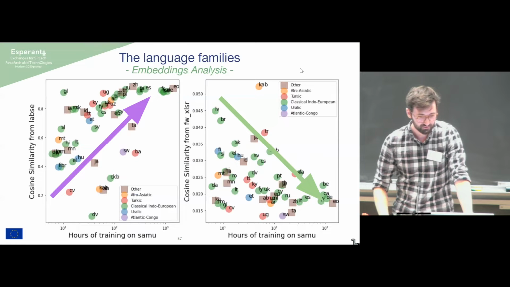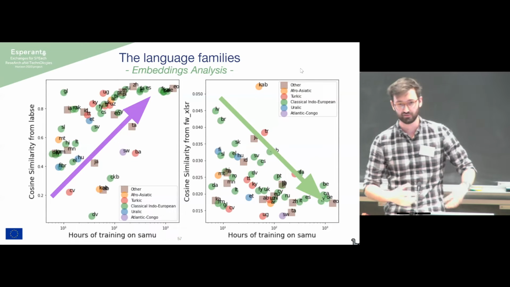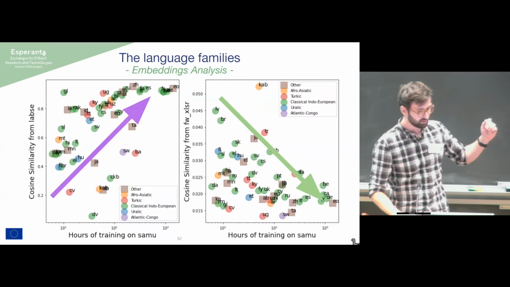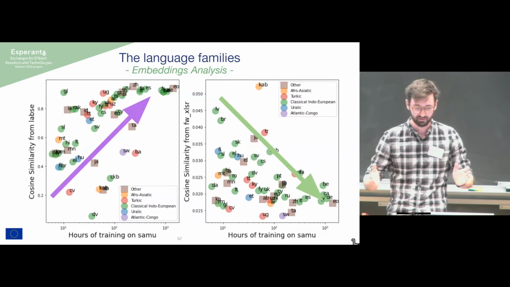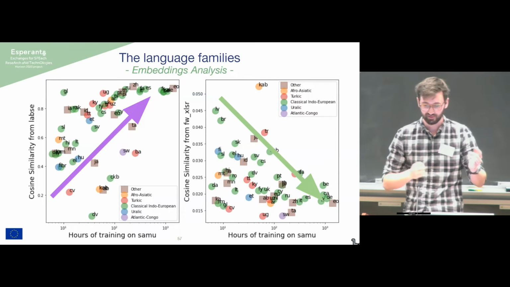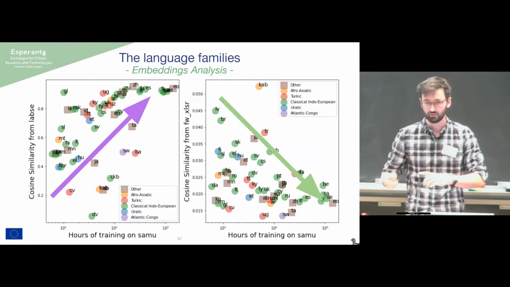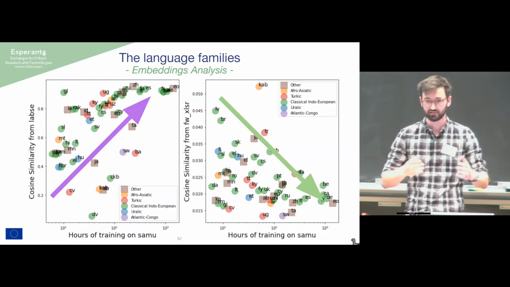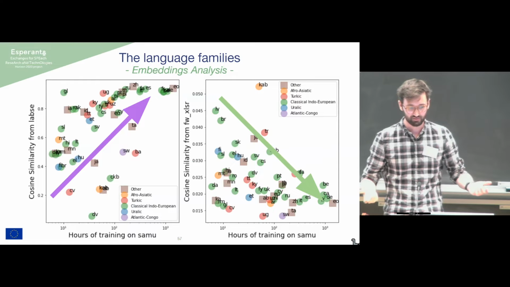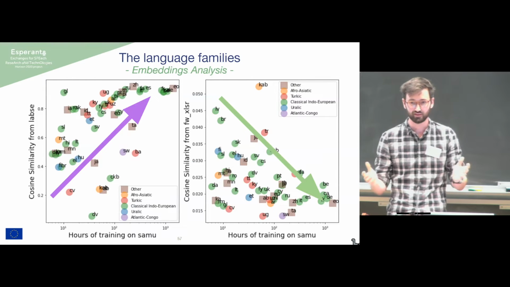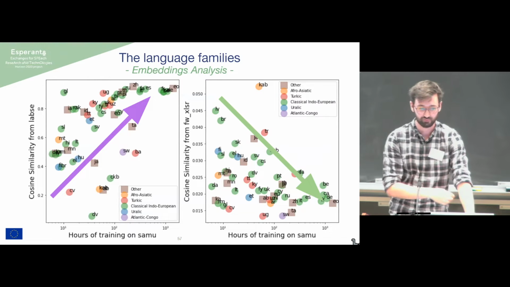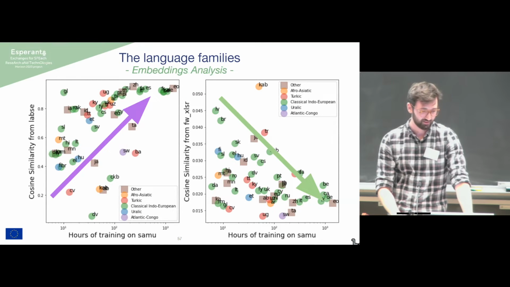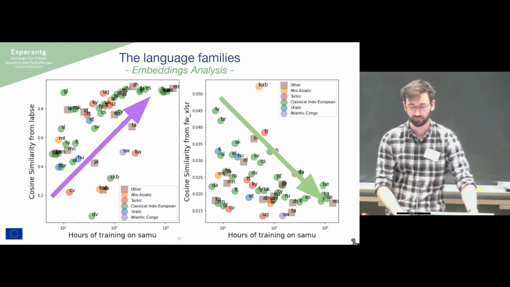So, talking about the graphs, here we have some interesting observations that may seem obvious at first. On the left, you have the graph comparing the number of hours of training for each language for SAMU-XLSR against the cosine similarity between the embeddings of LAPC and the embeddings of SAMU. SAMU is trained to get embeddings that are closer to LAPC embeddings, and if the training is going well, they are supposed to get closer and closer, so the cosine similarity should get higher and higher. And that's what we can see in the graph with the purple arrow: the more you train the language, the closer the embeddings get.